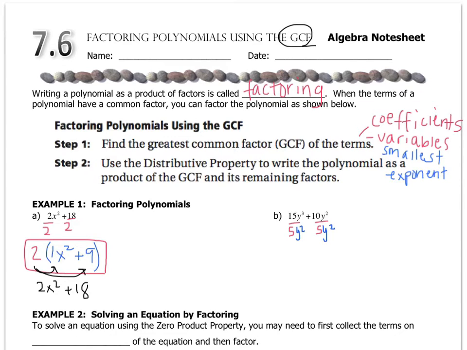So once you've done both of those, then you do your division. 15y cubed divided by 5y squared is 3y, because you subtract the exponents. And then 10 divided by 5 is 2. And then the y squared divided by y squared, they just cancel out, right? So I'm going to put that in parentheses. And then this piece that was right outside, 5y squared, goes out front. And that's how you write it in factored form.